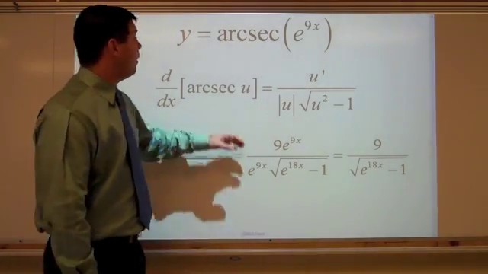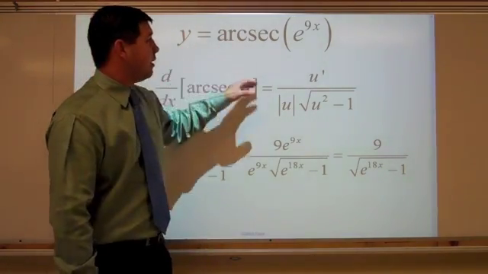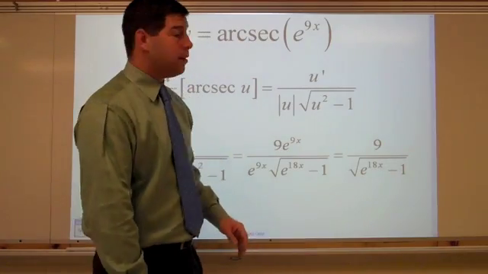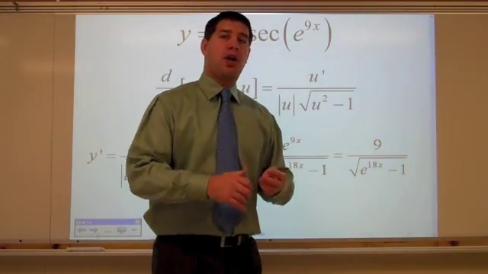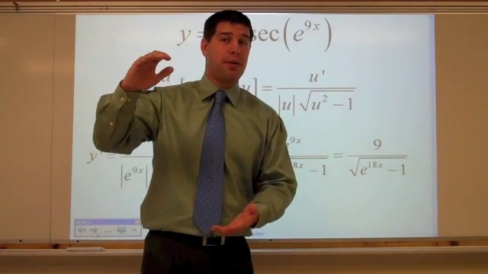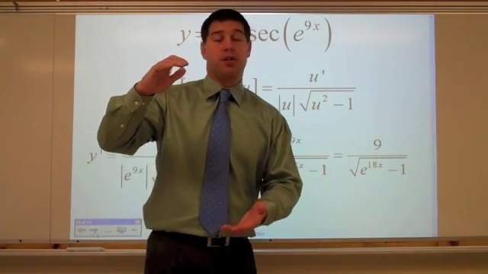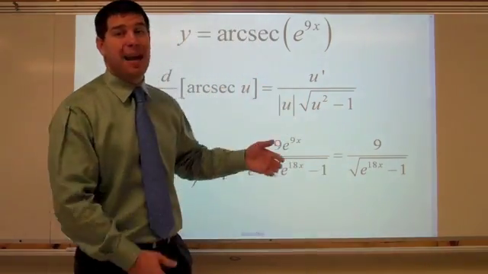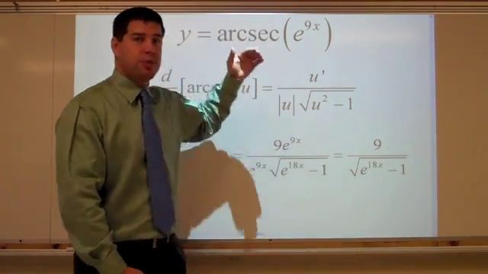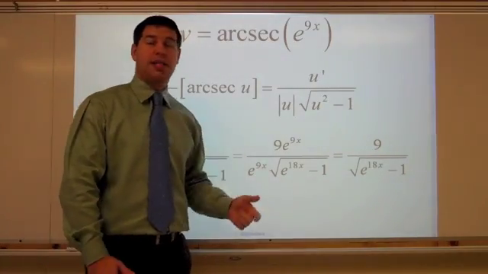And last one here, derivative of y equals arcsec of e to the 9x. Remember, arcsine, arctan, and arcsec are the 3 inverse trig functions where the derivative is positive, and then the other 3 are the same thing, except they have a negative derivative. So that's why I went through just an arcsine, an arctan, and an arcsec.